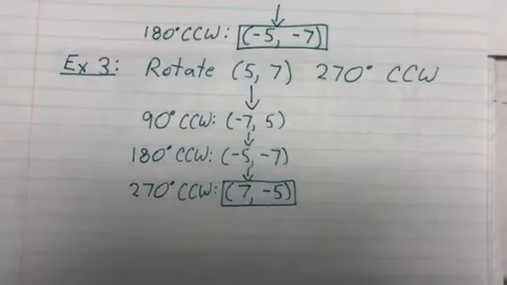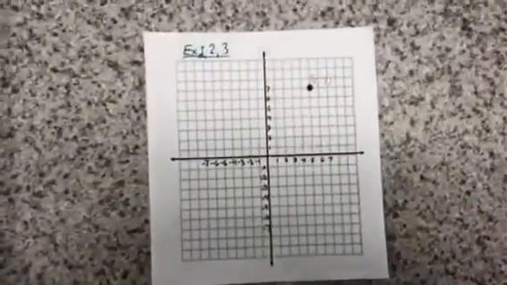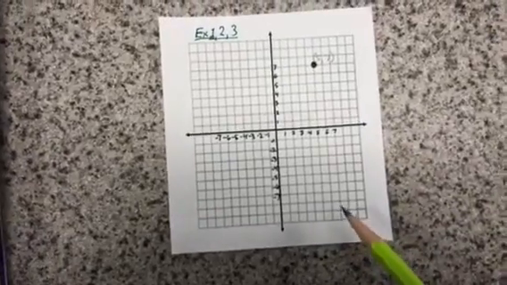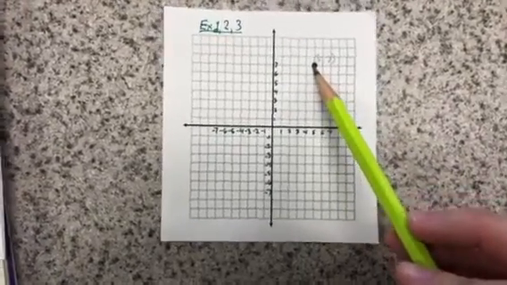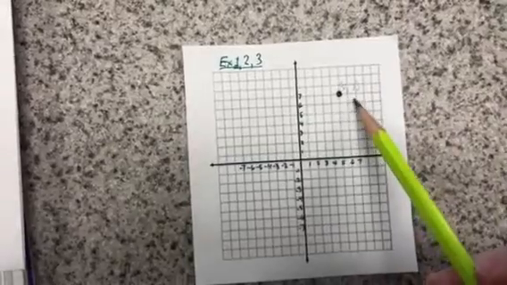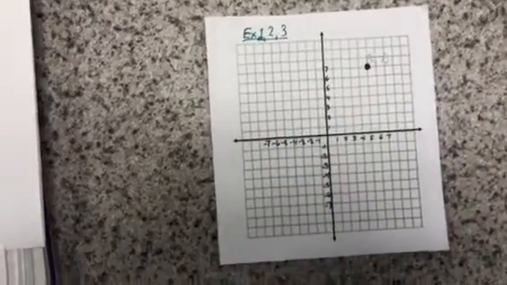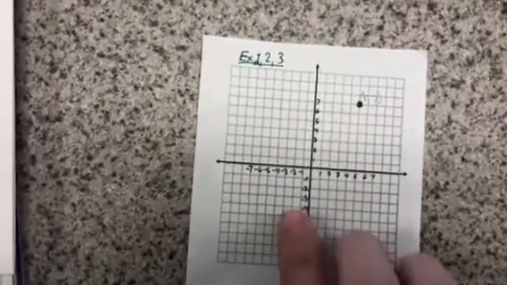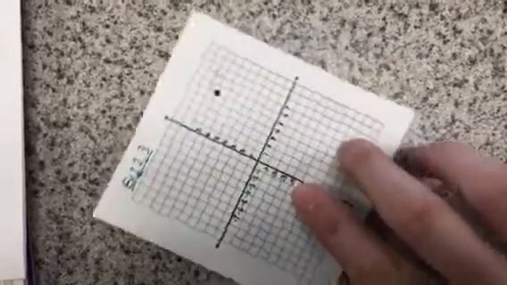+7, -5. So kind of demonstrating that over here, this is actually another way you could do it that's super easy. In our first example, we took this point 5, 7, I already plotted it, and we went 90 degrees counterclockwise. You could actually do this every time. You could take your paper and literally rotate it 90 degrees.